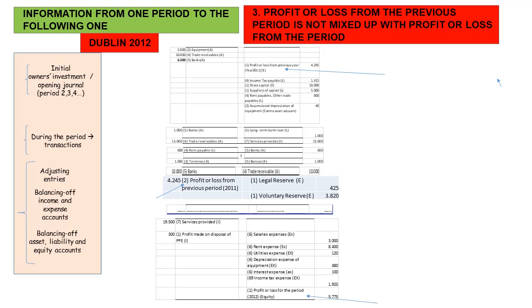The third aspect I'd like to introduce in this video is that the profit or loss from one year is not mixed up with the profit or loss from another year. Let's take the example of Dublin 2012. We can see in the opening journal that we have profit or loss from year 2011, and it is distributed later on during the year. And finally, we determine the profit or loss for year 2012 from the income accounts and expense accounts of this period, at the end of the period, when we balance off this income account and this expense account.